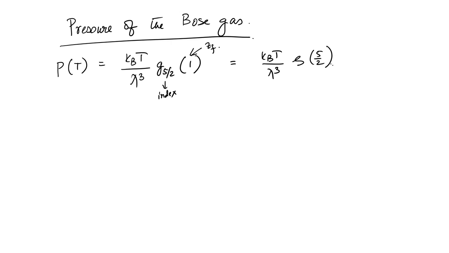So this is really equal to kT over lambda cube times zeta. Now, since lambda is proportional to T to the power minus half, the pressure of this condensate fraction goes as T to the power 5 by 2, because there is a T on top and then 1 over lambda cube goes as T to the power 3 by 2. So this tells you that this is independent of the volume.